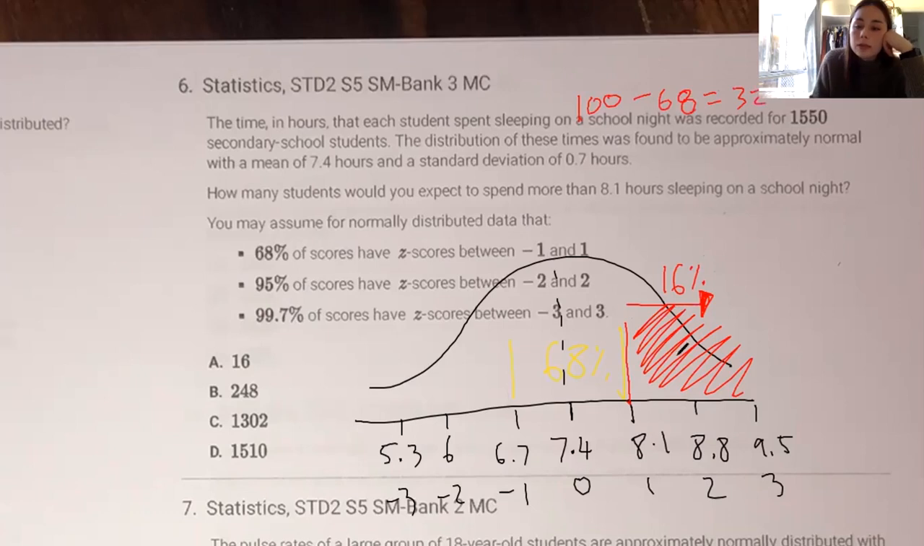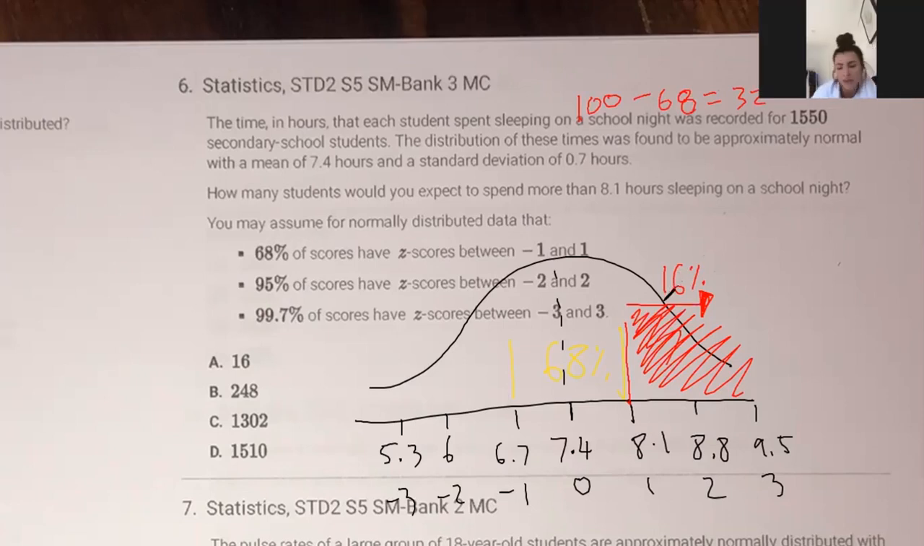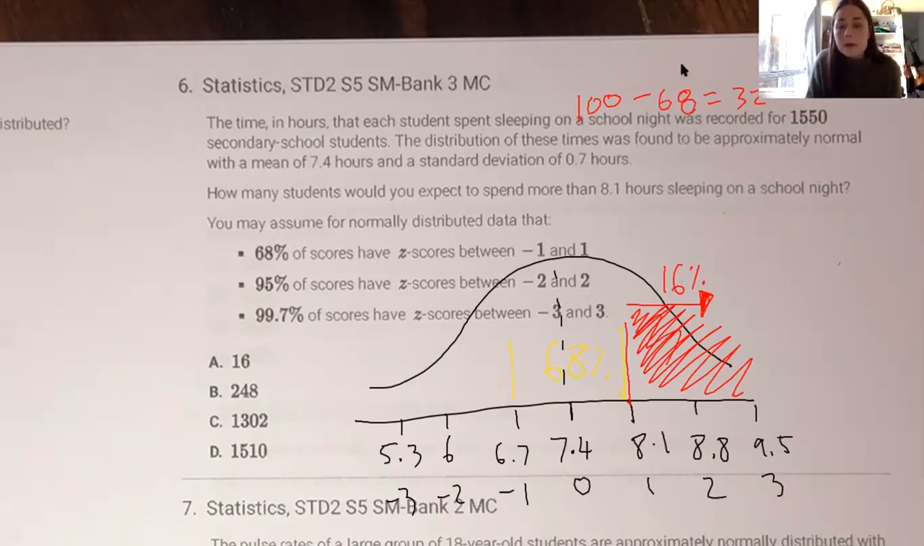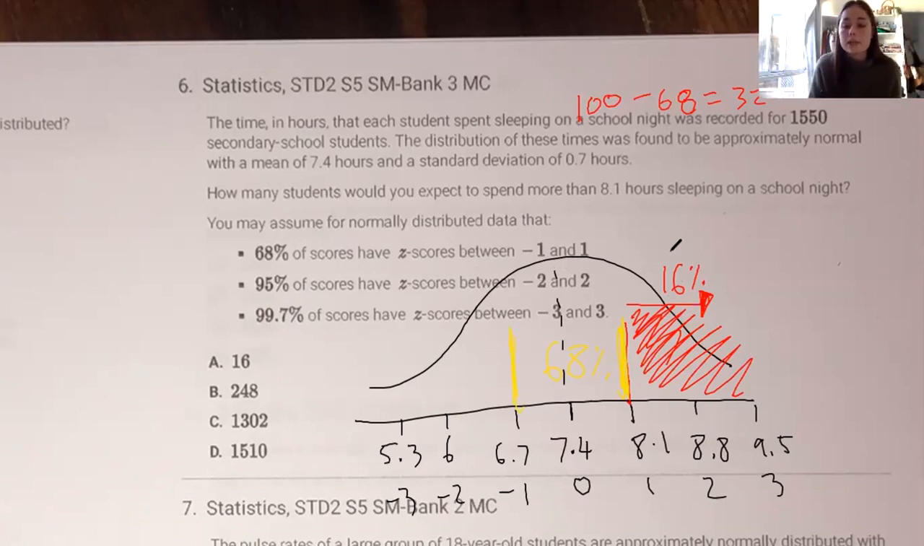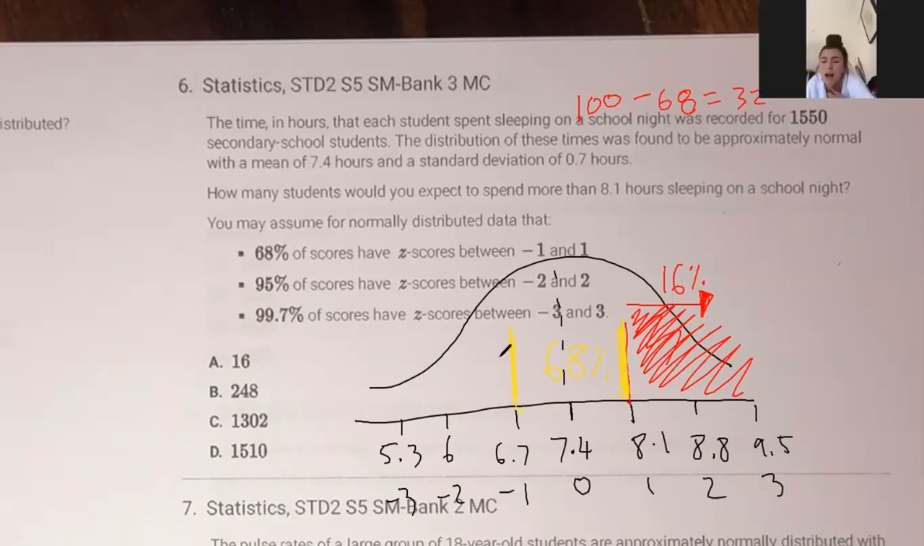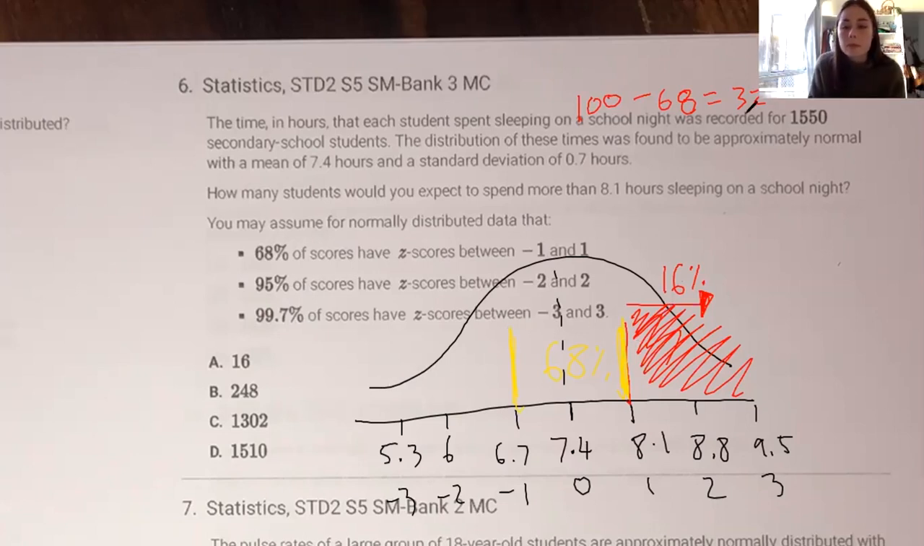32 is 16. So 16% of people would. Wait, why do you have to do half of 32? Because we know that if 68% is here in yellow, then 32 would be spread out on either side, and because it's symmetrical and even, half would be on one side and half would be on the other. Got it. And so now we've got 16%.